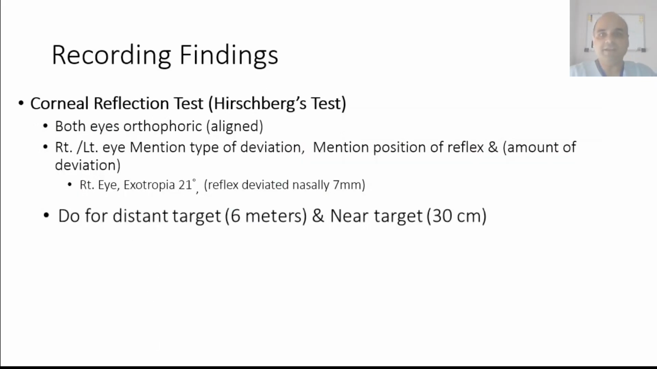So how do we record our findings? First, we'll talk about recording findings of the corneal reflection test, and those are really easy. If both eyes are straight, you write both eyes are orthophoric, aligned. If you see a deviation, you say right or left eye, and then you mention the type of deviation, the position of the reflex, and amount of deviation. For example, if the right eye had an exotropia of 21 degrees, you also note reflex deviated nasally 7 millimeters. This gets you a little bit of extra credit. And remember, the deviation of the reflex is opposite to the deviation of the eye. So the corneal reflex had moved inwards, so the eye had rotated outwards.